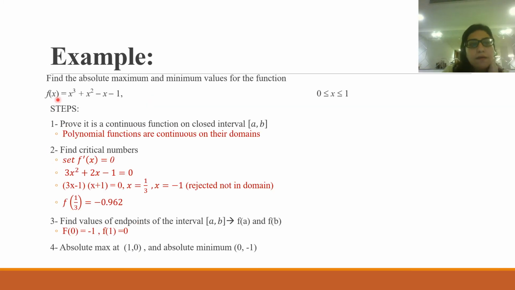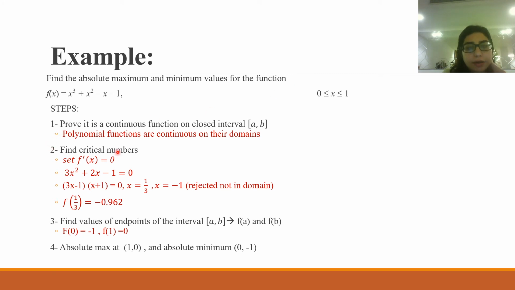Okay, find the absolute maximum and absolute minimum value of this function. He gave me the function, it's a polynomial function of the third degree, and he gave me a domain as well. So the steps. First step, I need to prove it's continuous. All right, it's a polynomial function of third degree, and polynomial functions are continuous on their domains. Here it's given from 0 to 1, so it's continuous from 0 to 1.